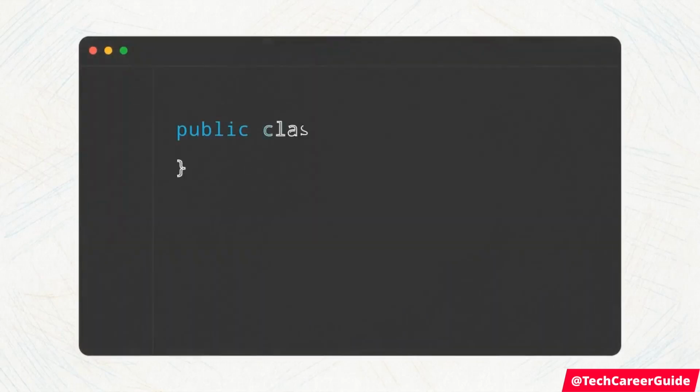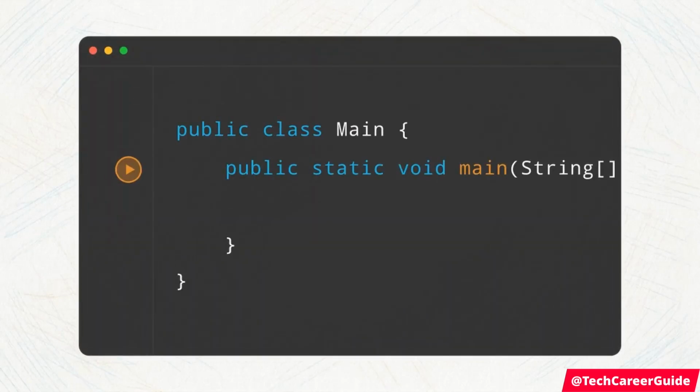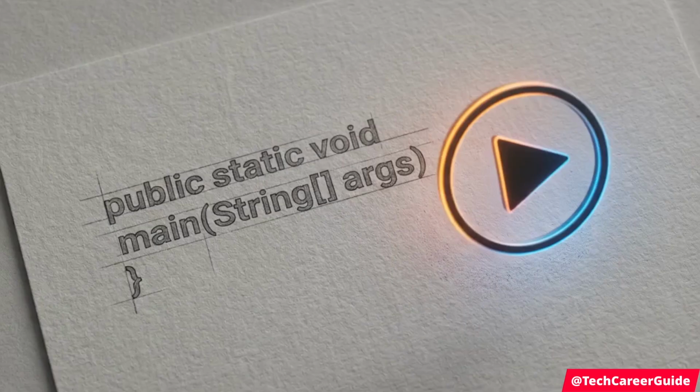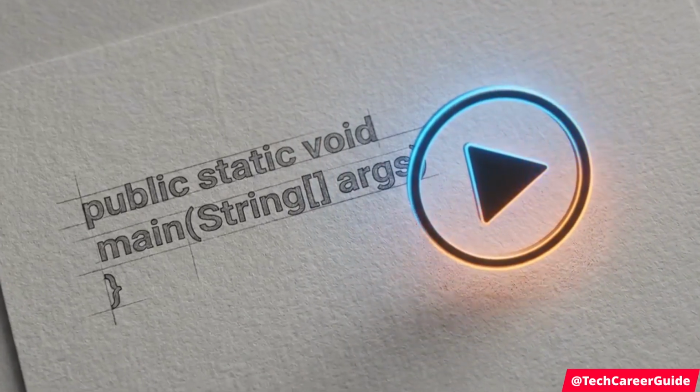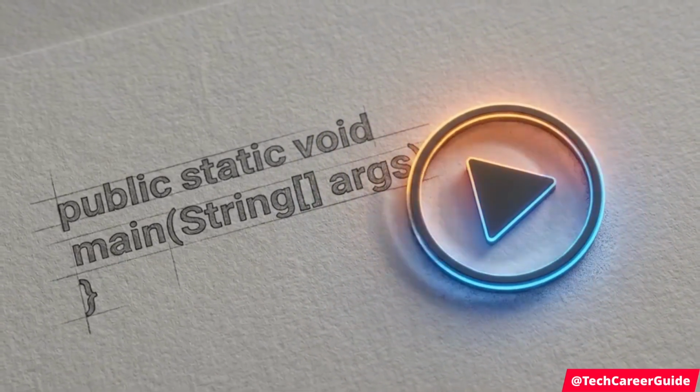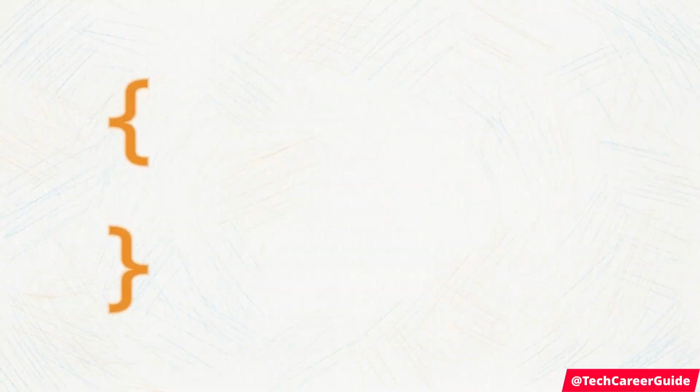Inside that class, we place the main method, nested right here. Think of it as the front door of your program. When you run the application, this exact location is where it steps inside to begin work. If the class builds the house, the main method is the only way for the computer to get inside and start performing tasks. Notice these curly braces acting as walls to contain our logic into organized rooms.